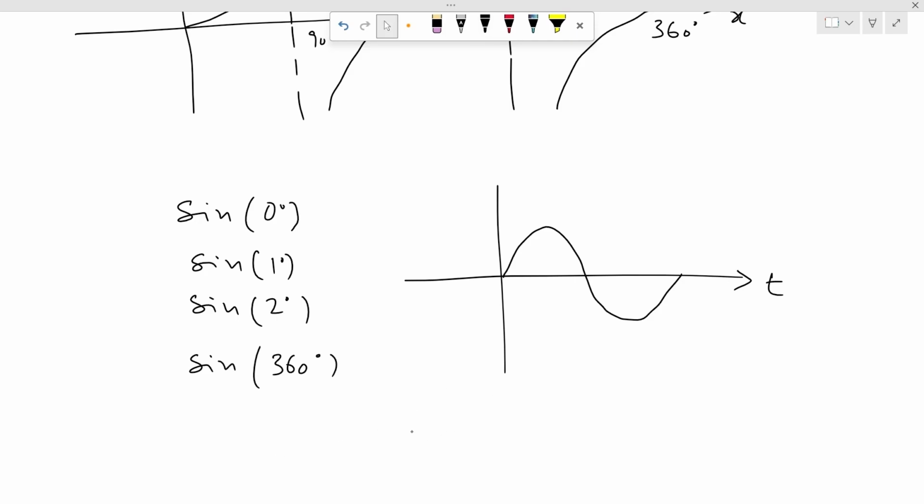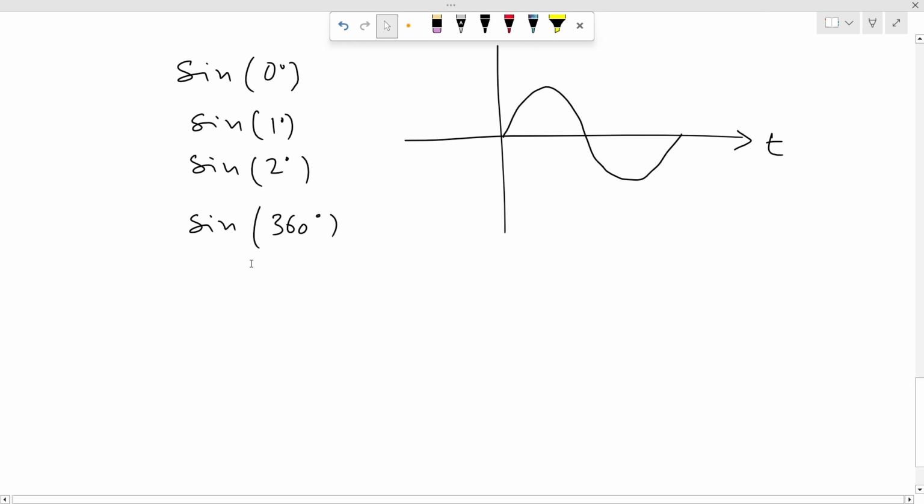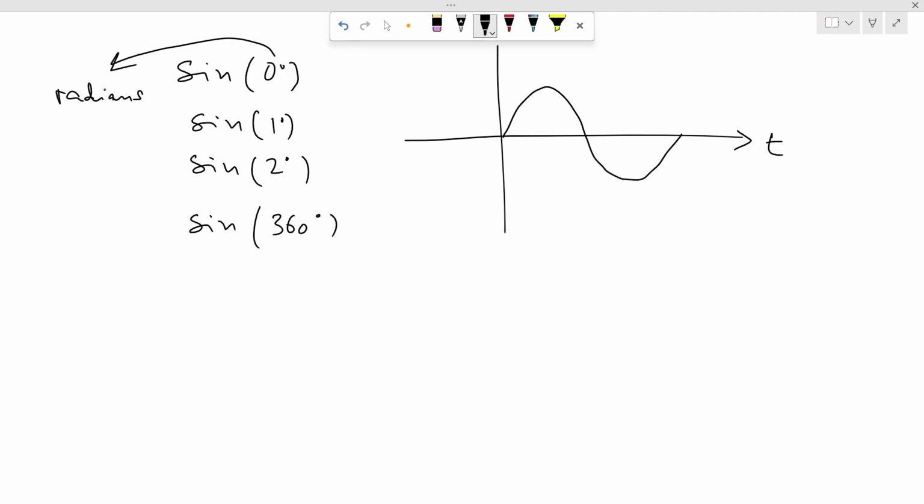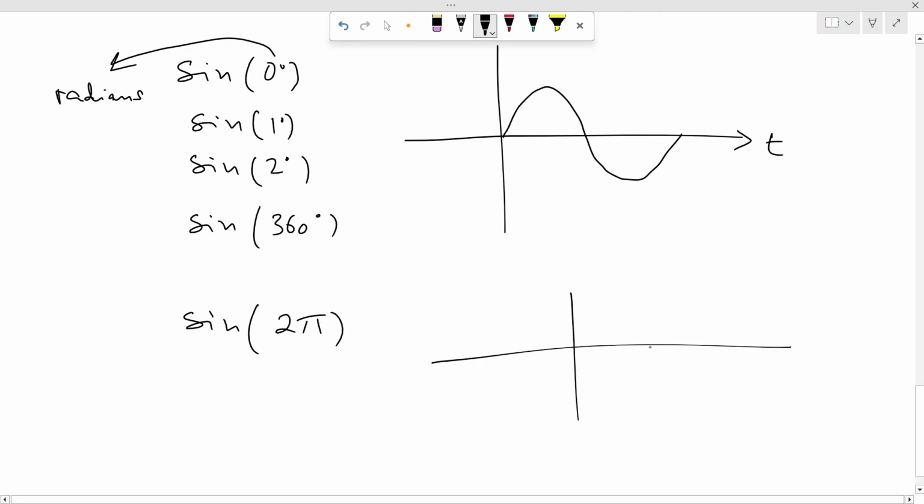Well, what we do here is that we first change these degrees to the numerical unit for angles, and that is we change it to radians. What we then do is we take it to 2 pi. So this will be our new graph for the sinusoidal.